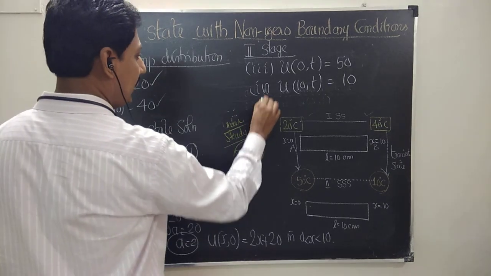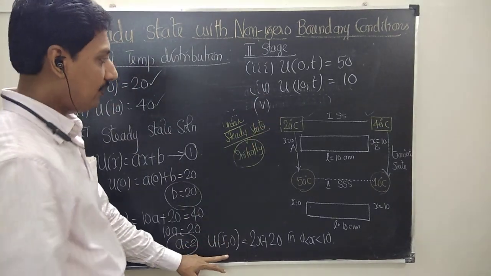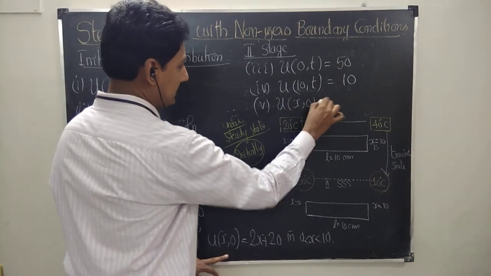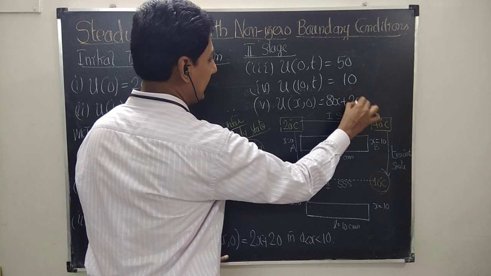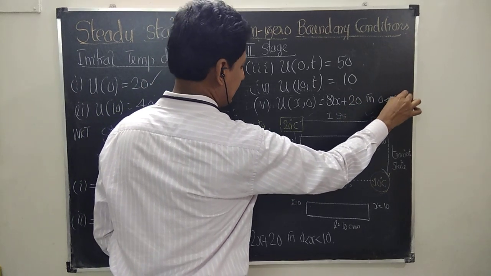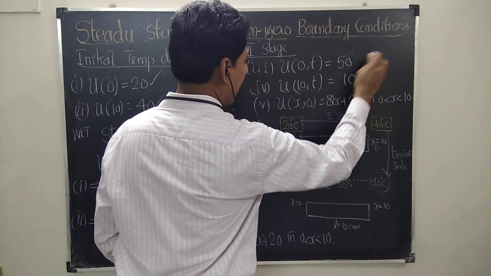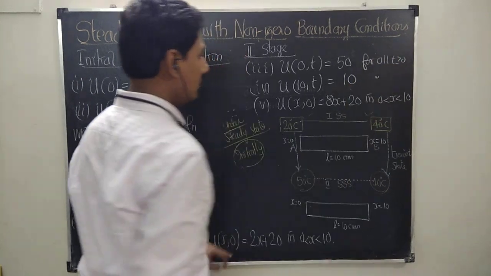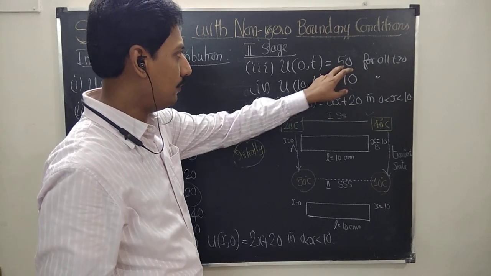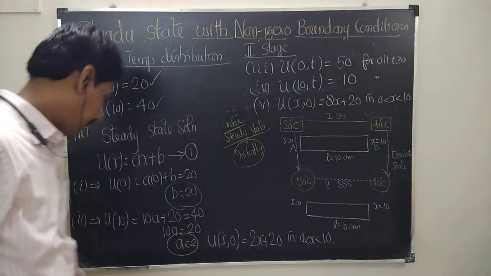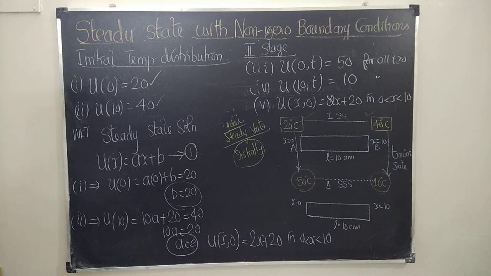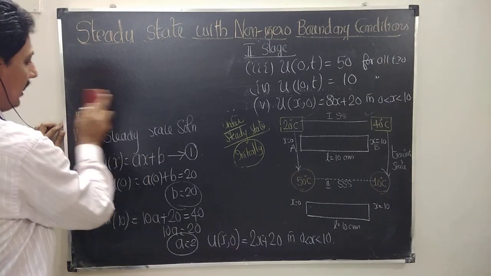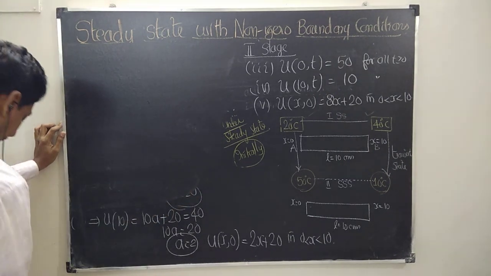And what about the initial temperature distribution? This is nothing but what we got from the first stage, u(x,0) = 2x + 20 for 0 < x < 10, for all time t ≥ 0. So this once again comes under non-zero boundary conditions. When we have non-zero boundary conditions, it is very tough to find the unknown constants that are available in the solution.